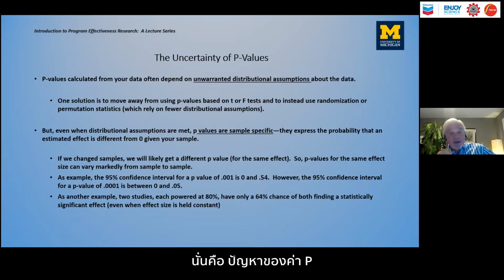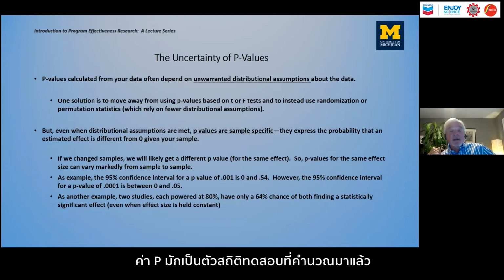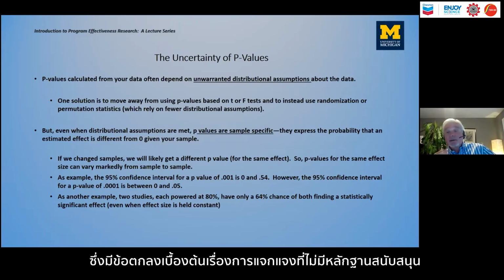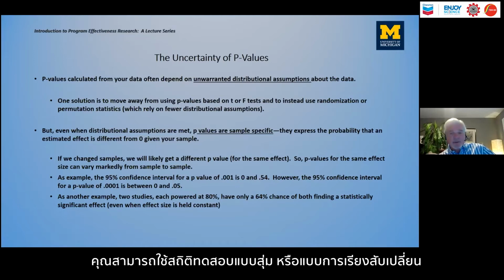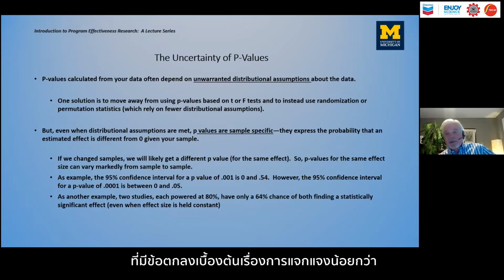That's the p-value issue. The p-values are often calculated based on test statistics that have unwarranted distributional assumptions. That's not a difficult problem to solve. Instead of using sort of parametric T and F tests, you could go to using randomization or permutation test statistics, which have fewer distributional assumptions. That's not the issue here.